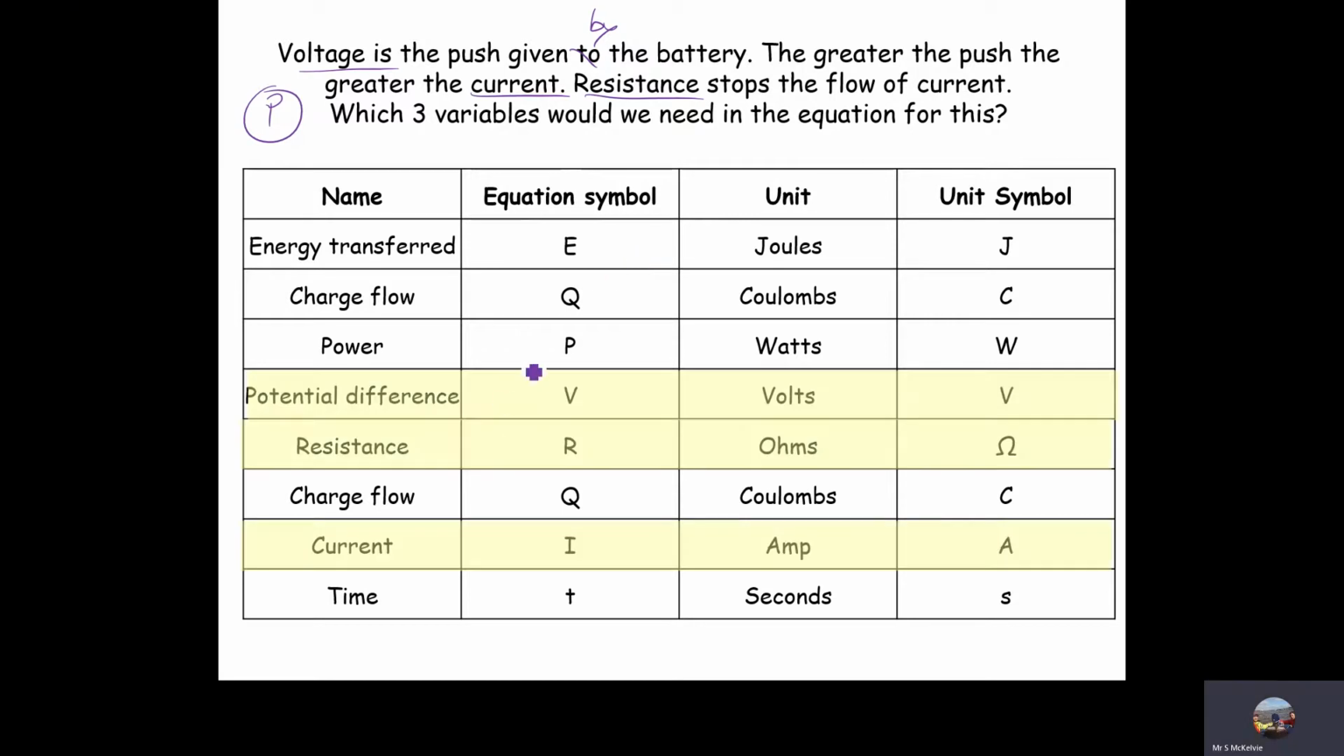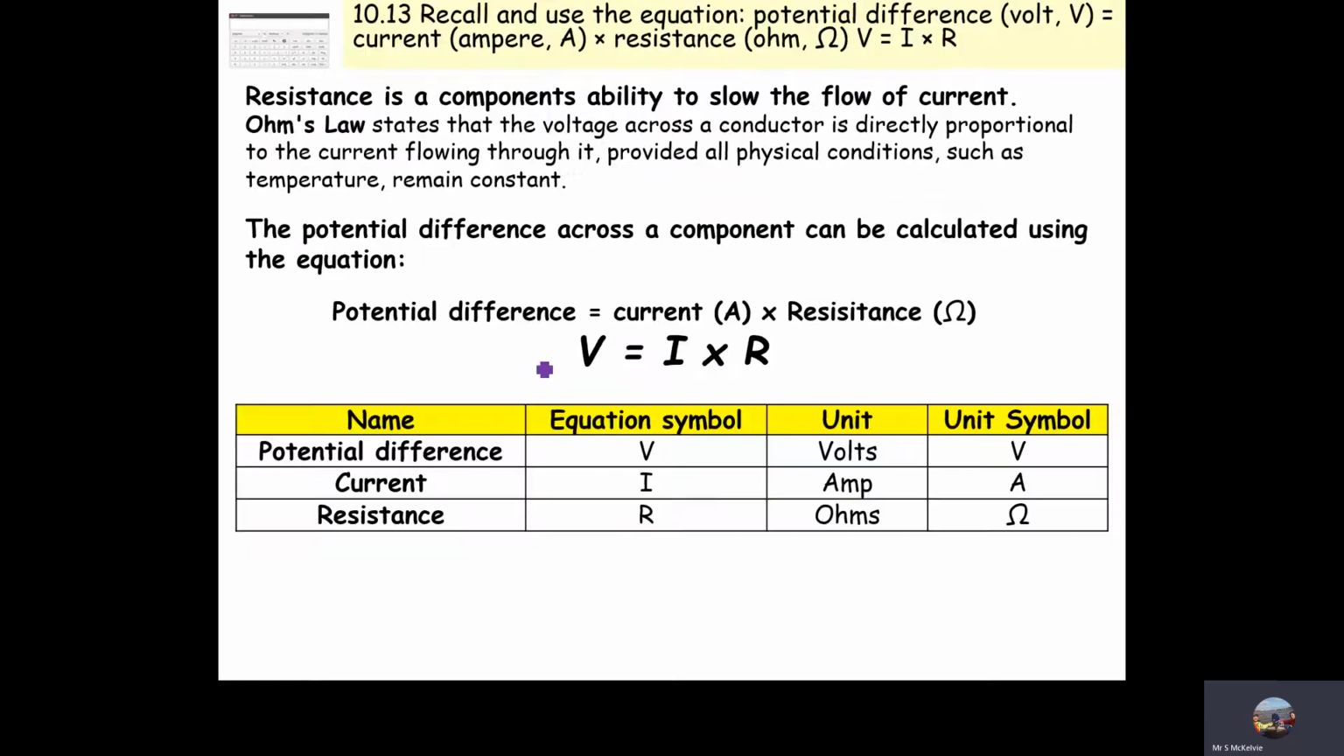Okay, so obviously we're going to get potential difference, we're going to get resistance, and we're going to get current. These 3 things can all interlink to describe a mathematical relationship about the flow of charge in a circuit. Now, Ohm's law can be written as this: V equals I times R.